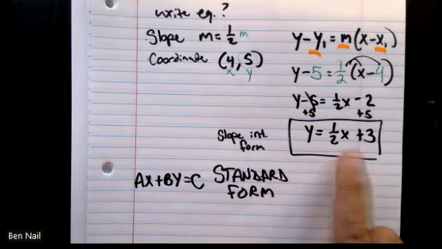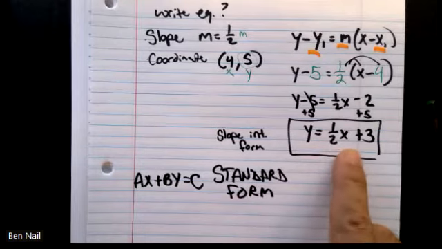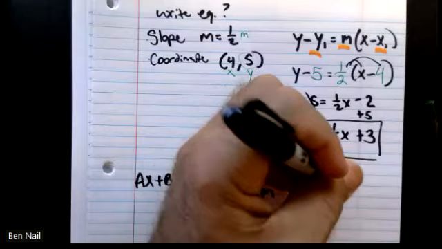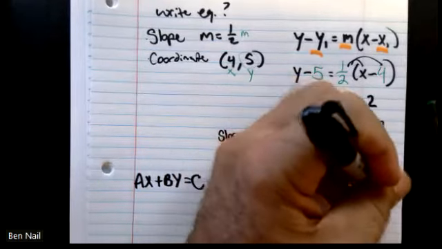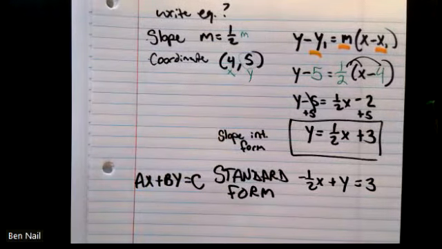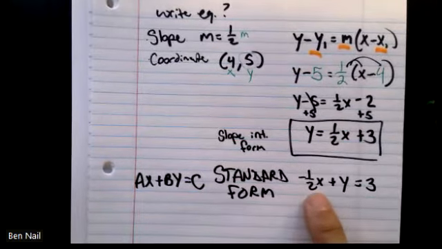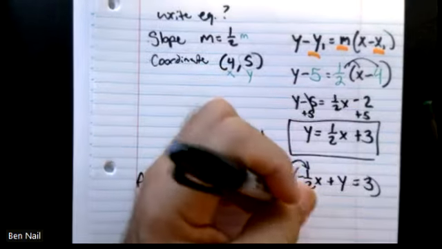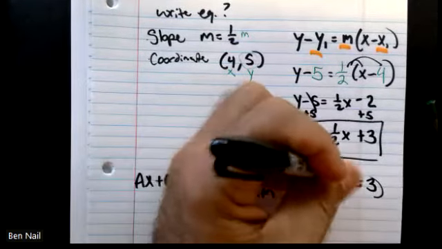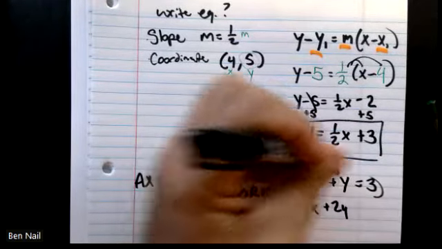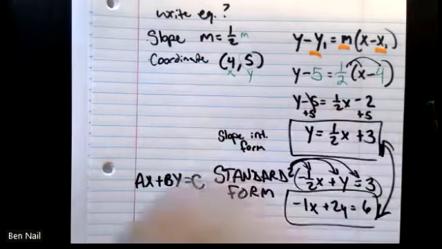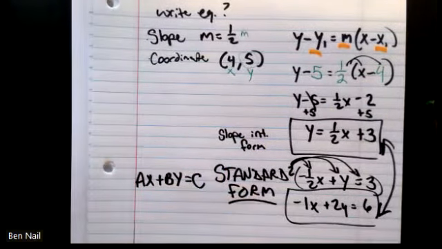So if we want to convert this to standard form, we got to move our x over. So we add the opposite. So negative 1/2 x plus y would equal 3. And we got to get rid of our fraction. So we multiply by that bottom number. So to get rid of our 2, we're going to multiply everything by 2. So we get negative 1x plus 2y equals 6. So this is the same equation, just in a different form.